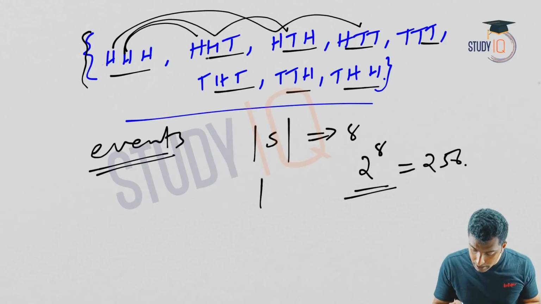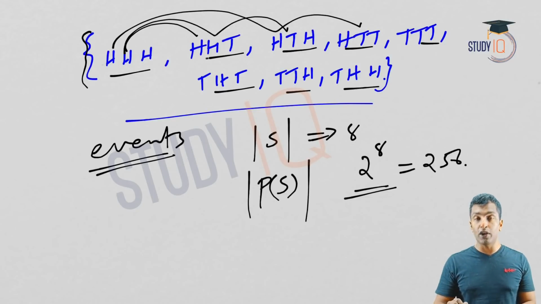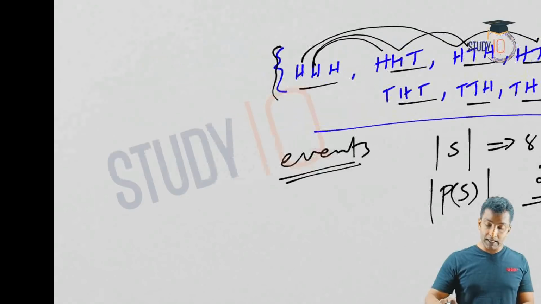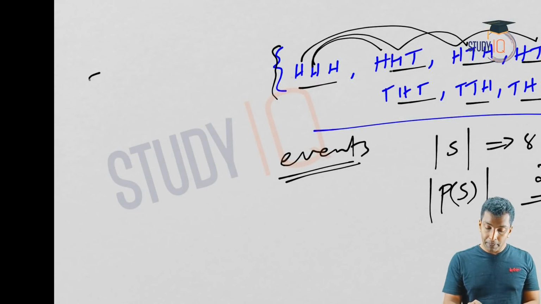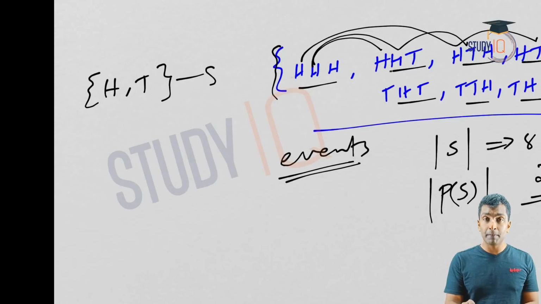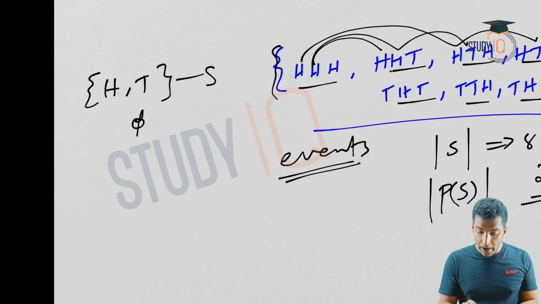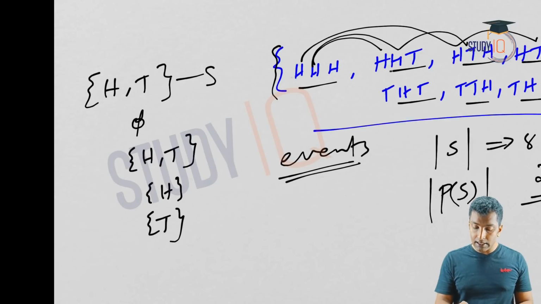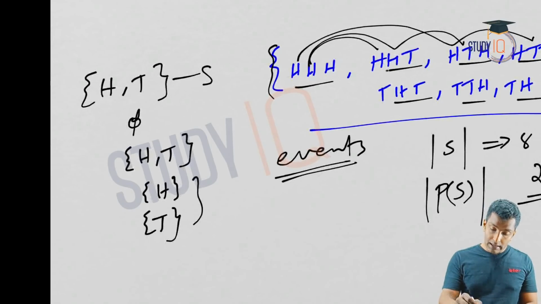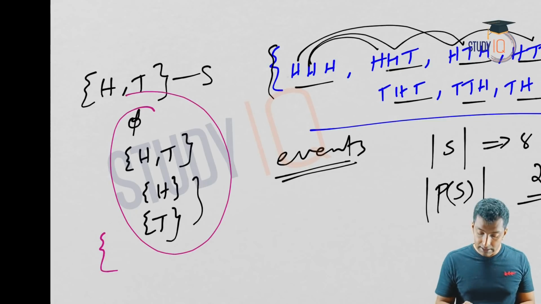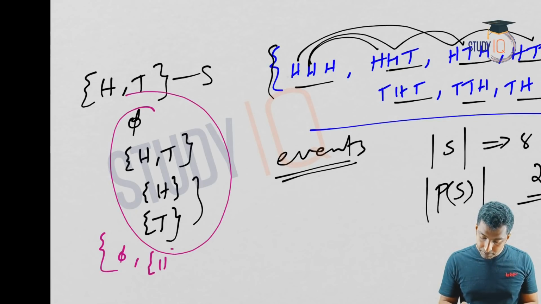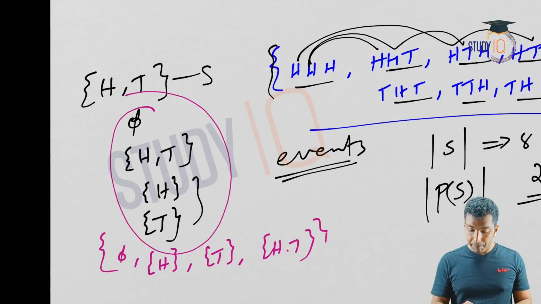So if you mention the power set like this, P of S, the cardinality of P of S, because you will write a subset like this only. So if you are writing H, T in the previous case, this is the sample space. Each event is like this: the empty set, then H, T, that is another subset. H is one subset, T is one subset. These two are elementary events. Now if you are writing the power set, it means the set of all the subsets, that means the empty set, then H, then T, then H comma T. So this is your power set.